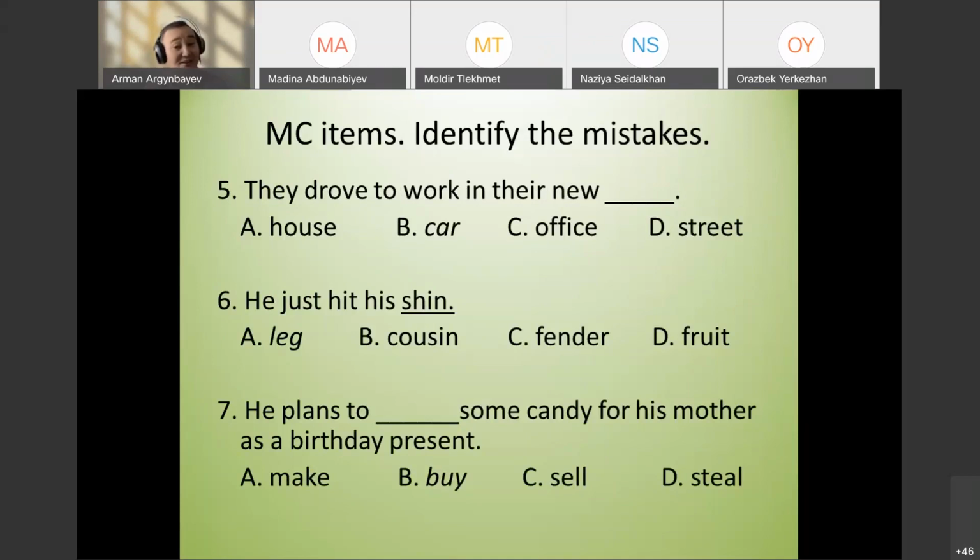Five. They drove to work in their new house, car, office, or street. What seems to be wrong? Easy to answer. Inappropriate distractors. Implausible distractors, weak distractors. So you don't drive in a house, you don't drive in an office, you don't drive in a street, right? You drive a car.